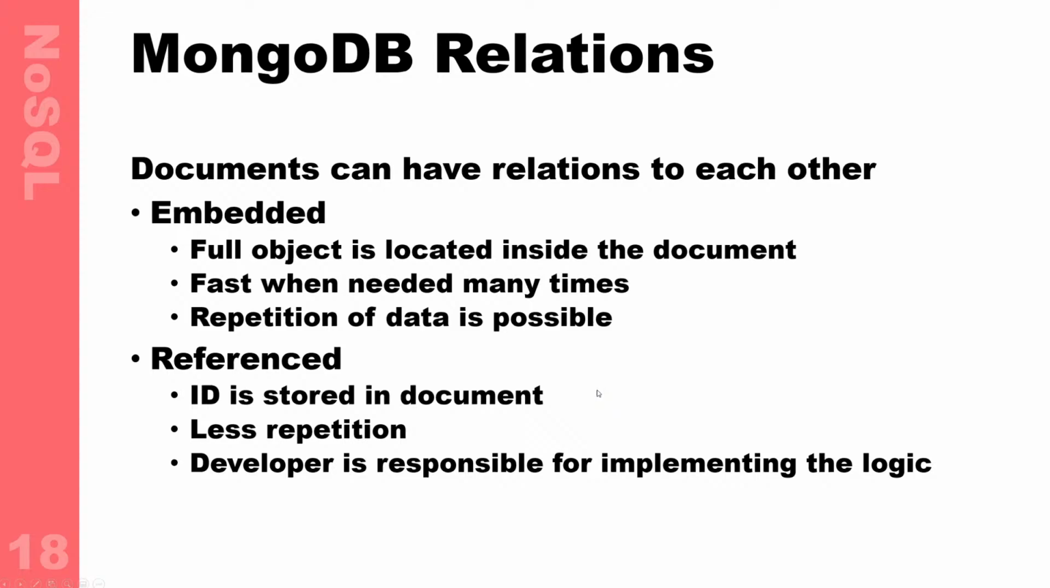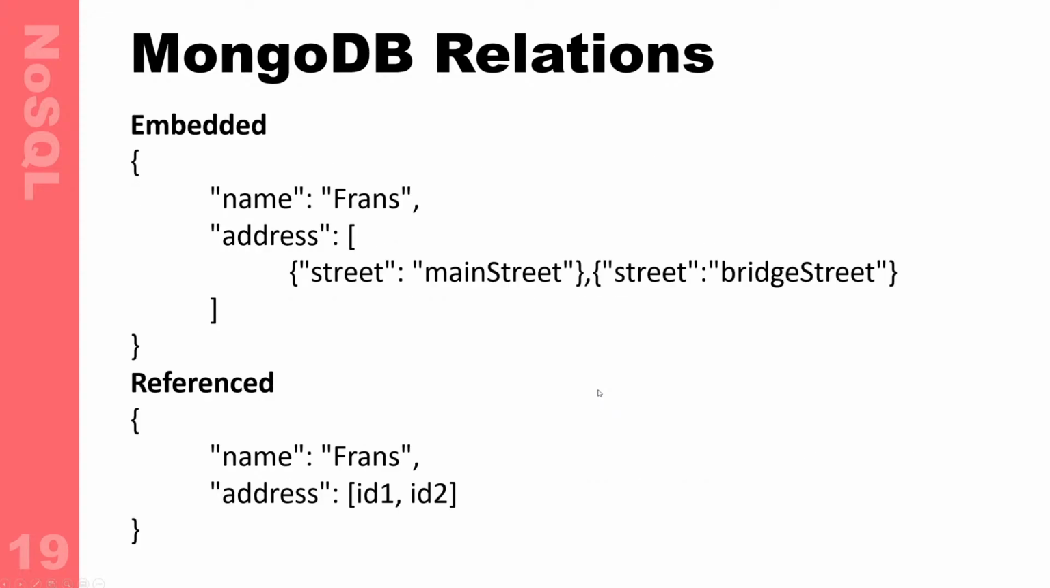Okay. This is also a very easy way of showing it. We have an embedded link where the address is actually inside the object of the user. And then, of course, we have a referenced one where there's only IDs, and then that ID will be in a different collection.